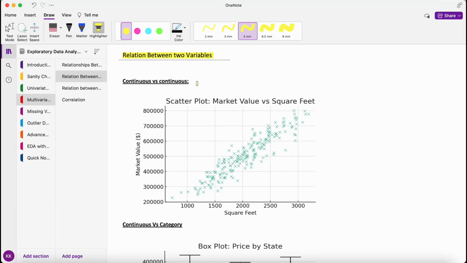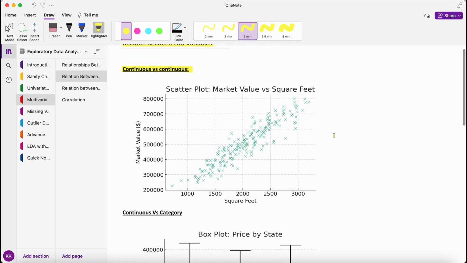1. Continuous versus continuous. When we analyze two continuous variables, such as market value and square feet of properties, we often use a scatter plot to visualize their relationship. Each point on the scatter plot represents an observation with its respective values for the two variables. By observing the pattern of points, we can infer the nature of their relationship. For instance, if points tend to rise together, this suggests a positive correlation, indicating that as one variable increases, the other tends to increase as well.